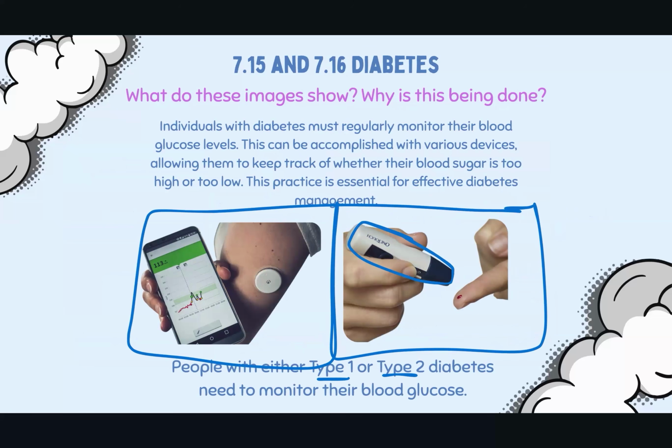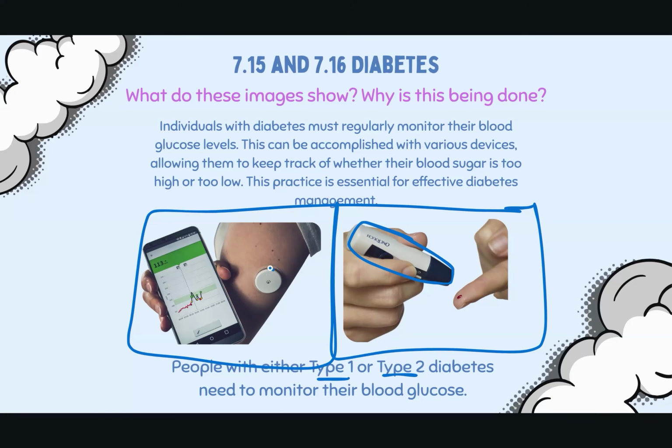What this one does is you press the button and it jabs the finger so that a bit of blood comes out. Then that blood can be added to a device, and what that device does is tell you how much sugar is in the blood.